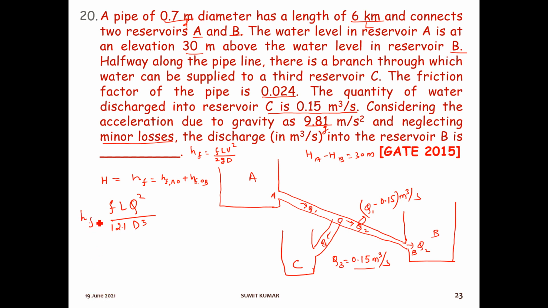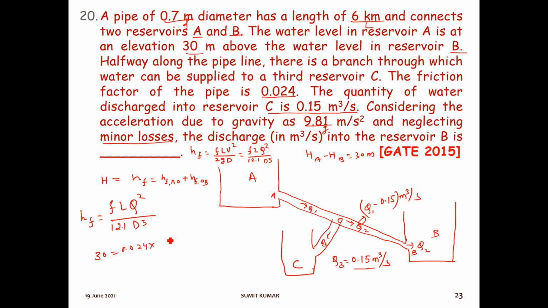This is the formula for friction losses in terms of discharge. Since it is asking the discharge, we can directly write this formula, FLQ square by 12.1 d to the power 5, instead of FLV square by 2gD. Now here, total head loss is what? 30 meter. And for A to O, we can write F, the friction factor, is 0.024.